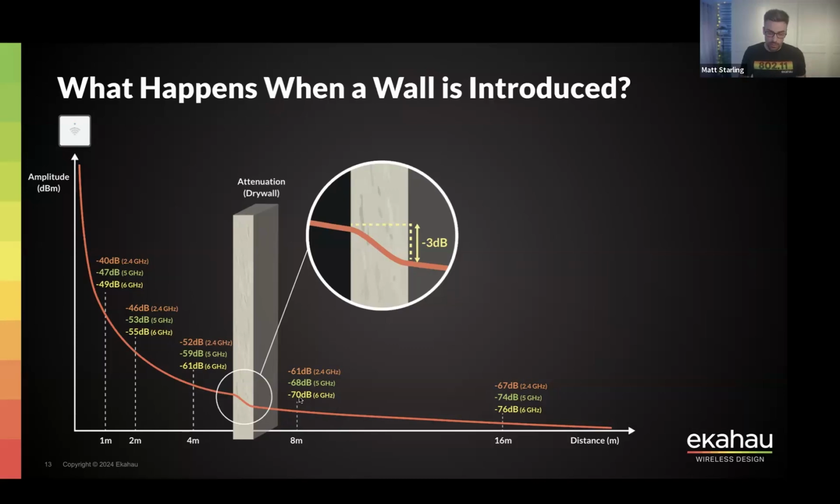So at 8 meters before, on 6 gigahertz, we were expecting minus 67. But now because we've got a drywall in the way, we're expecting it to be a 3 dB loss here.